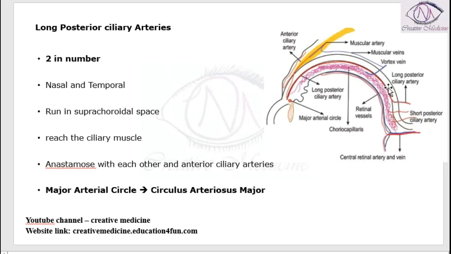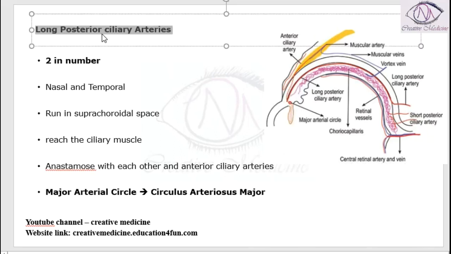This is the choroid. The space present above the choroid is the suprachoroidal space. So this long posterior ciliary artery runs in the suprachoroidal space and reaches the ciliary muscle. This is the ciliary muscle. It reaches the ciliary muscle. In the ciliary muscle, it will anastomose with the anterior ciliary artery and it forms the major arterial circle, also called the circulus arteriosus major.